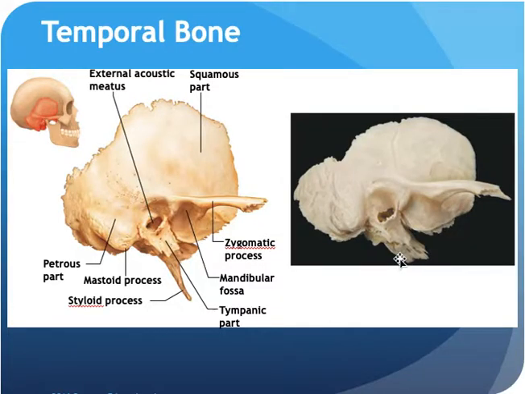Now we get to the temporal bone, and this one does have some things that we want to be aware of. So again, we have this opening for our external acoustic meatus, or for your ear, for your hearing.